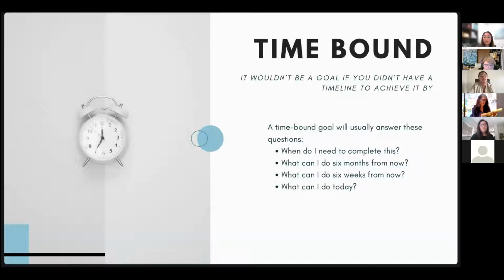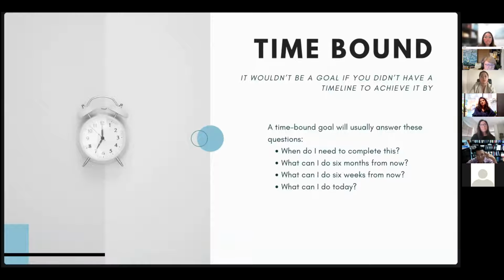When do I need to complete this? What can I do 6 months from now? What can I do 6 weeks from now? And what can I do today? So once we go through that process, we answer all those questions and we fine tune our goal, we can come out and compute a SMART goal.